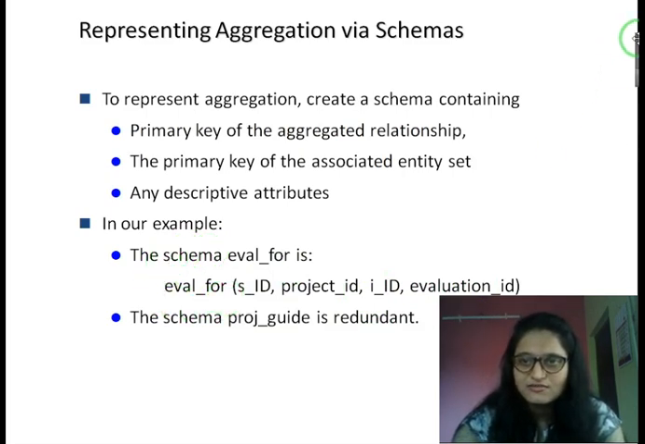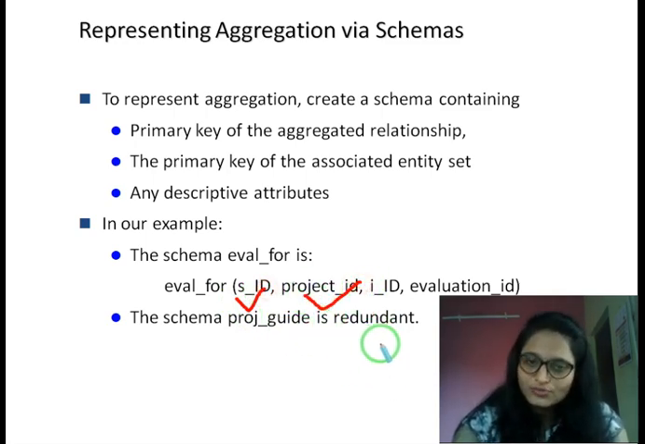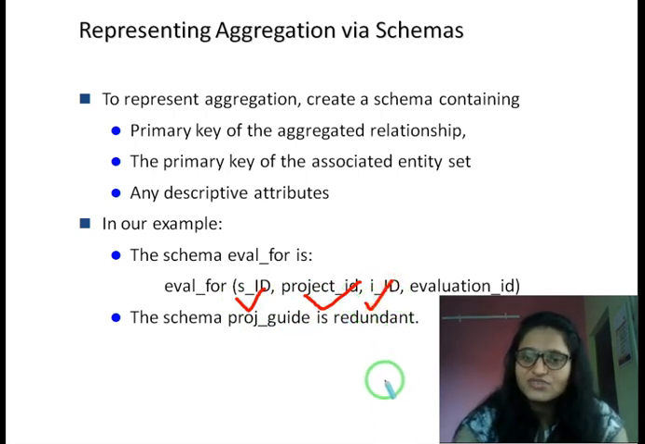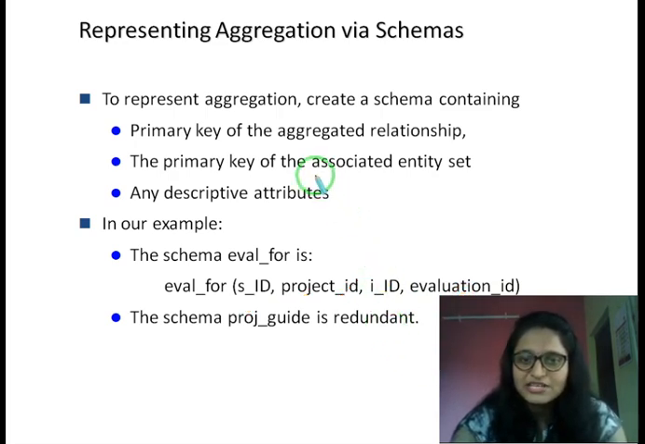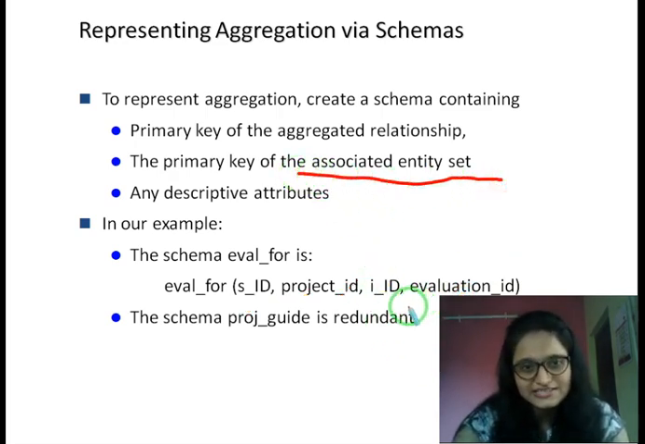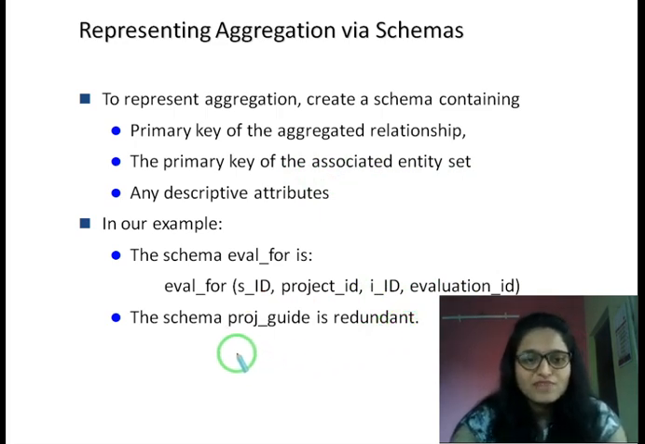See here, we make one evaluation for schema: S_ID, the primary key of the student entity, project_ID, the primary key of the project entity, I_ID, the primary key of the instructor entity, and evaluation_ID, the primary key of the associated entity set. Okay, so in this schema the project guide schema is redundant.